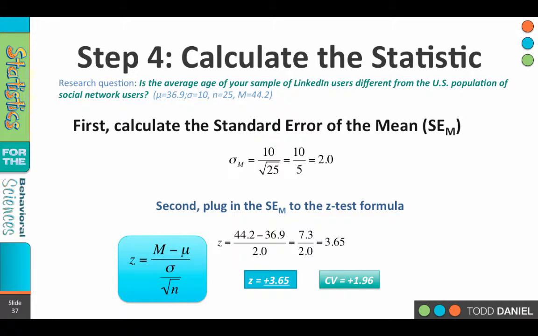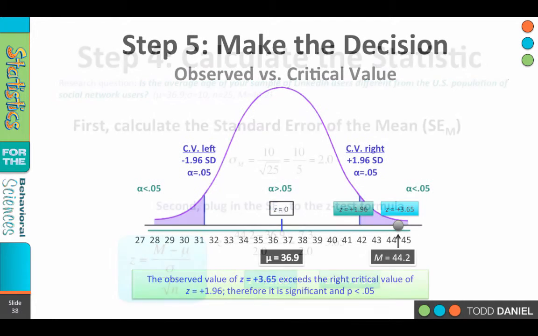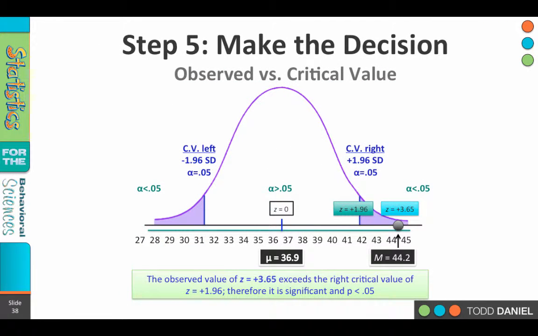We're going to compare that to our critical value of 1.96. Does 3.65 exceed 1.96? Yes, it does. 3.65 is larger than 1.96. It is further away from the mean. Remember, the mean is 0 in a z distribution. So this z of 3.65 is farther away from the mean than our critical value of 1.96. Let's look at that in a picture.